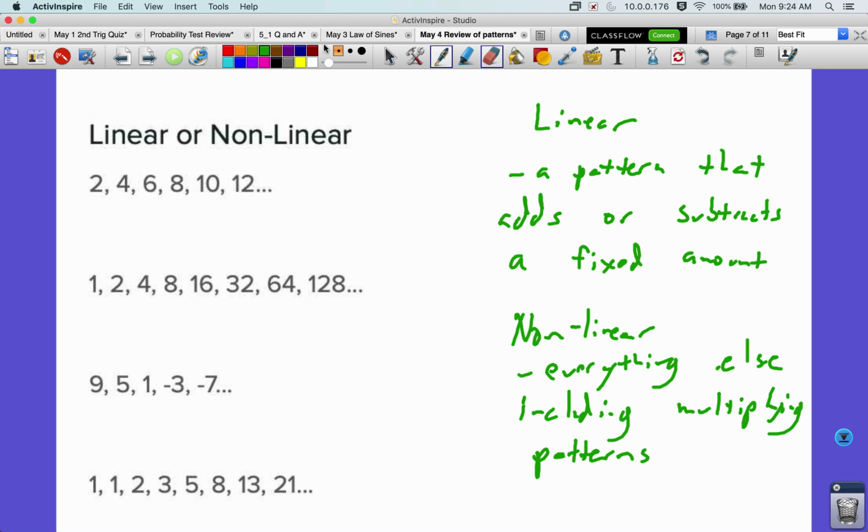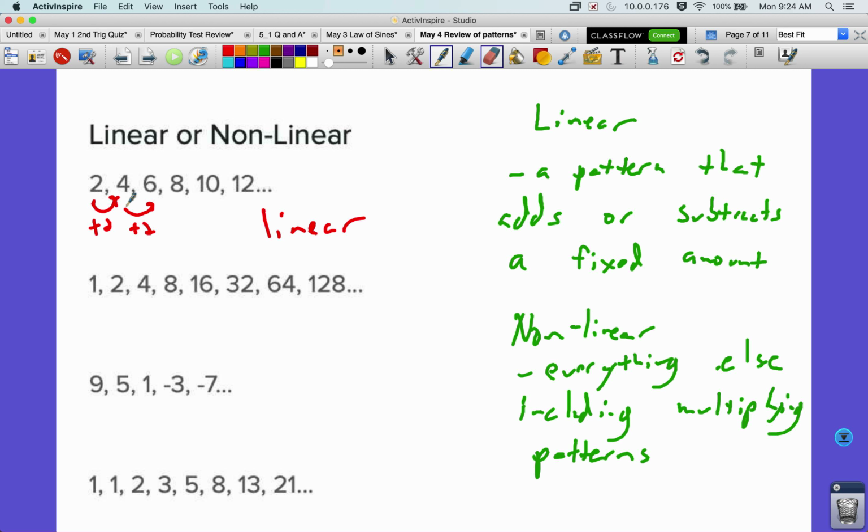All right, so it's easy to mistake a multiplying pattern for linear because you see the pattern, but it's not an adding pattern, so it doesn't count. All right, is this first one linear, nonlinear? Well, I'm adding 2 each time. Double check that it keeps working as you go through the pattern. This one is linear. I'm adding a fixed amount.